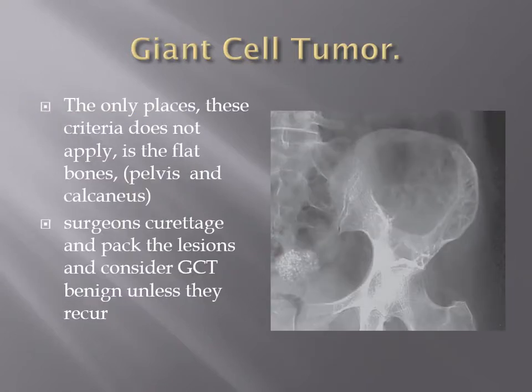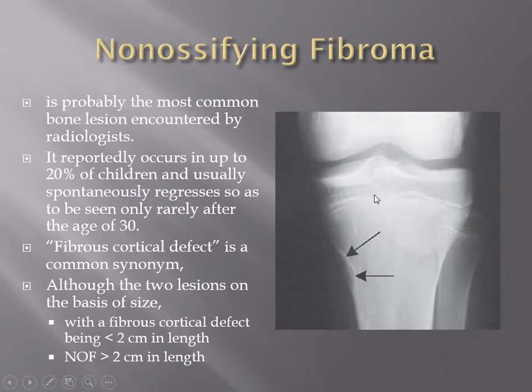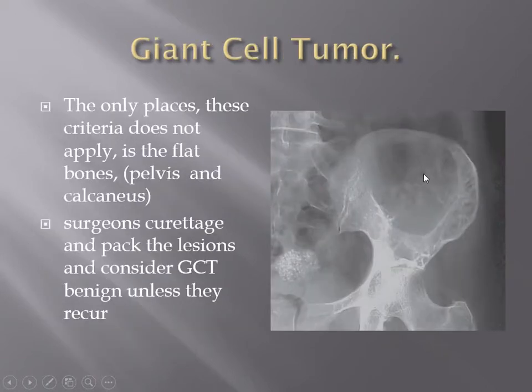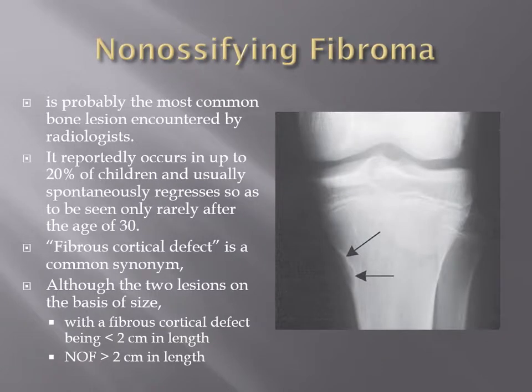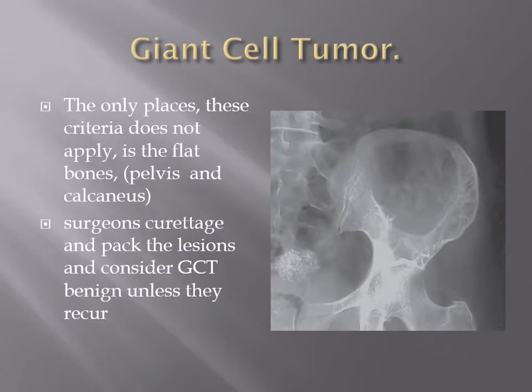Now the only places where this criteria will not apply are the flat bones, the pelvis and the calcaneum, such as in this case, in the wing of the ilium. This is also seen as a lucent lesion. So sometimes we do not need to apply all four criteria. The surgeon usually just curettes the lesion and packs it, and they consider the giant cell tumor benign unless it recurs, meaning it reoccurs again. Yes.